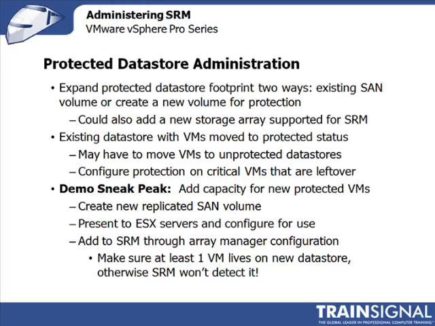First, we start with adding storage capacity for SRM. Adding storage capacity for SRM involves creating new replicated SAN volumes and adding them into the ESX server so they can see them, and then adding them to SRM through the Array Manager configuration. I'll demonstrate that in just a second.